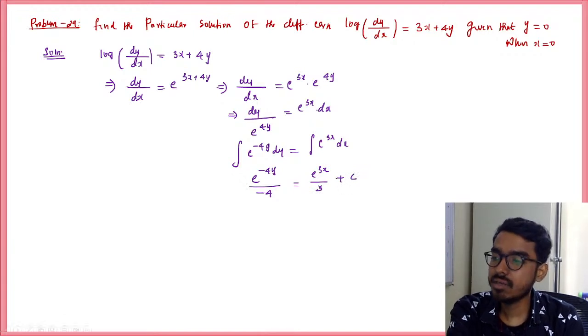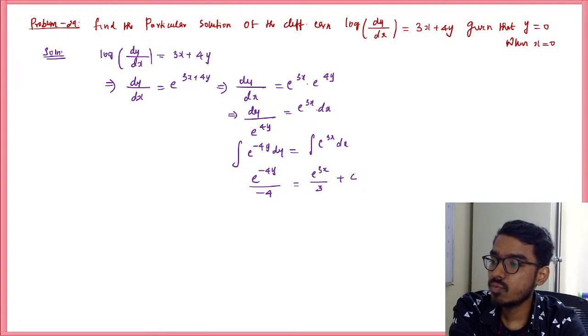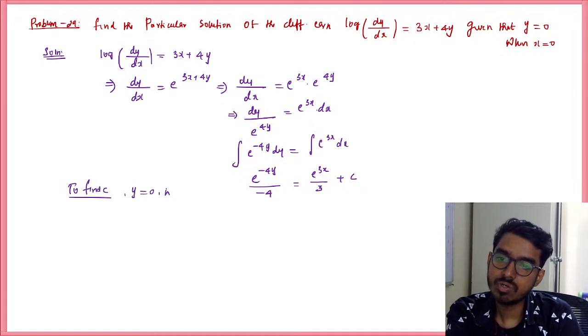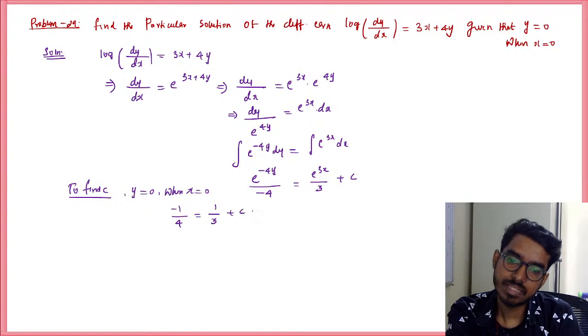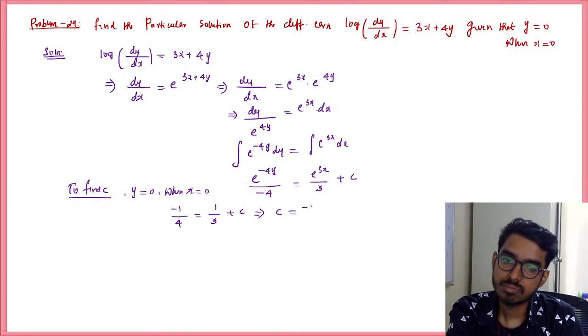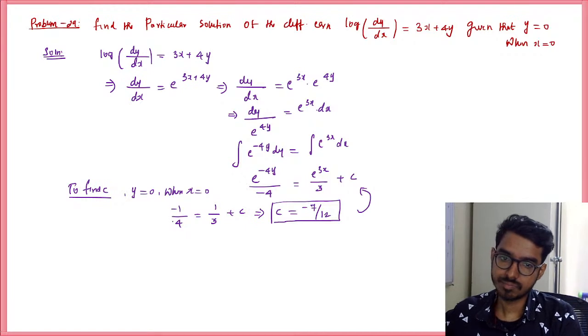Now to find c, you just make use of the condition that it is given that y is 0 when x is 0. So when you substitute both to be equal to 0, e power 0 is 1. Okay, this is 1 plus c. So just bring this term, minus 1 by 4 minus 1 by 3. So it will be minus 7 by 12, right? So substitute back here, this is the required solution, right?